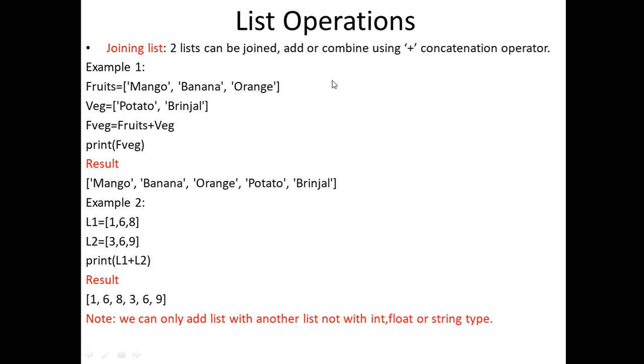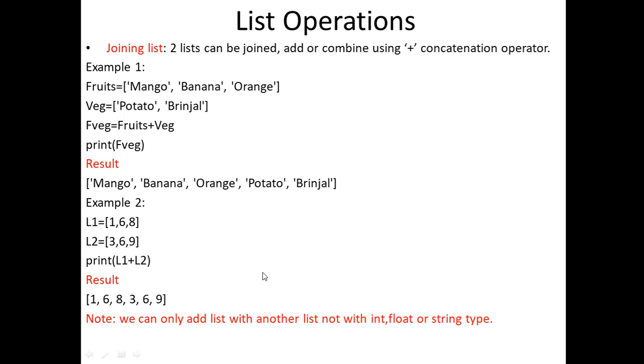If you want to perform the concatenation operator or joining operator, both arguments must be lists. L1 is a list, L2 is a list. If you try to add the list item, 1 6 8 plus 2, simply if you write 1 6 8 plus 2, it will give you an error.